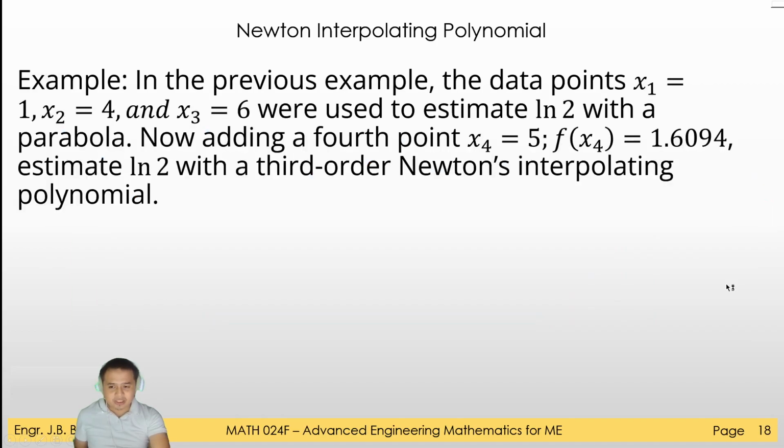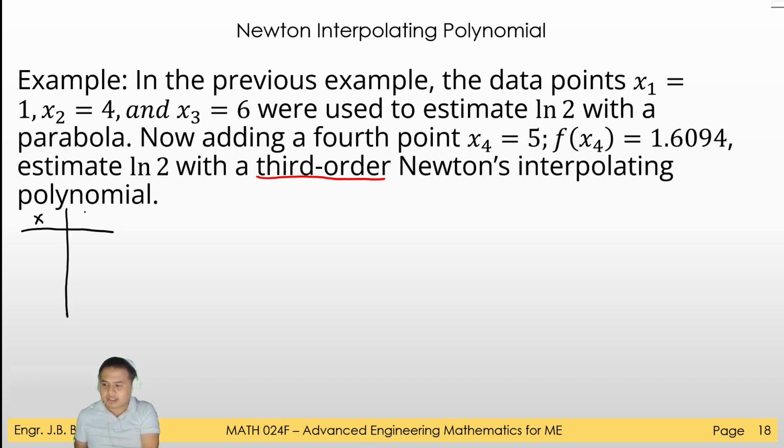Okay, let's do this. In the previous example, the data points are this, and we want to use again the linear estimate. Sorry, we want to estimate ln2, and we will add another point. So we want to use a third order polynomial. To avoid confusion, let's tabulate the data points. So we have now 4 data points.